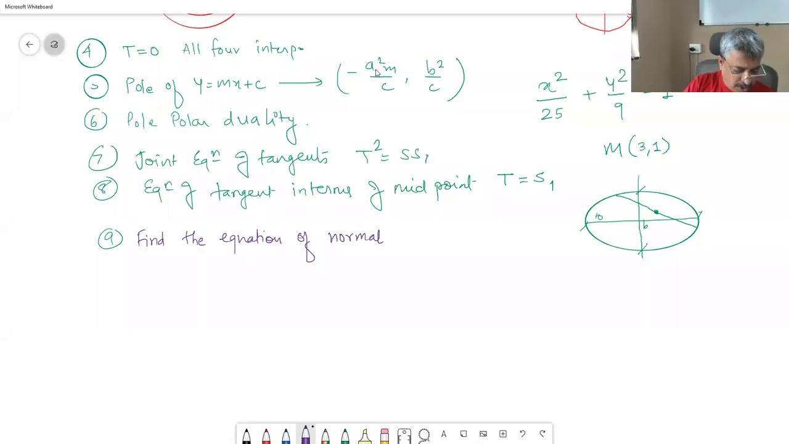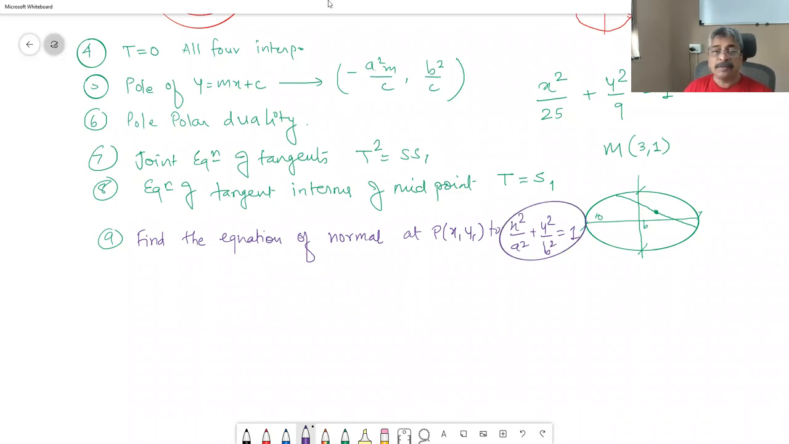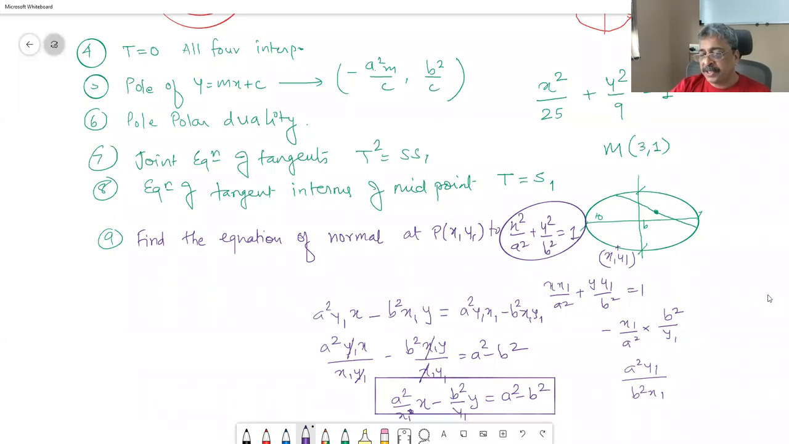Find the equation of normal at P(x1, y1), and your ellipse is the same, x square upon a square plus y square upon b square is equal to 1. You know the equation of tangent, therefore you know the slope of tangent. m1 m2 is minus 1, therefore you know the slope of normal. Suppose you give me slope of normal 3 by 7. Then I will start writing the equation of line 3x minus 7y. That is my LHS. And if you have a point on that normal, you put it in this and write it on RHS. That is how it has to be done very fast, very quickly.